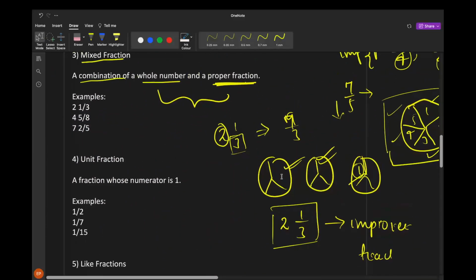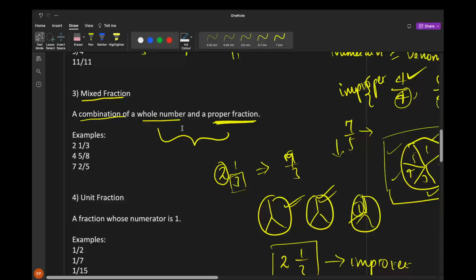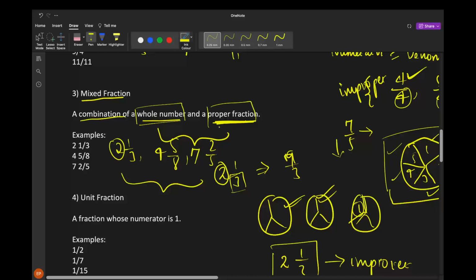Like that, a mixed fraction is a combination of a whole number and a proper fraction. Here are some examples: 2 1 by 3, 4 5 by 8, 7 2 by 5. This is a mixed fraction. It is a combination of a whole number, this is the whole number, and a proper fraction. This is the proper fraction.